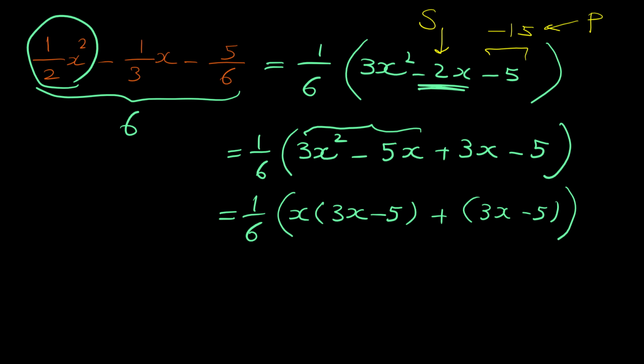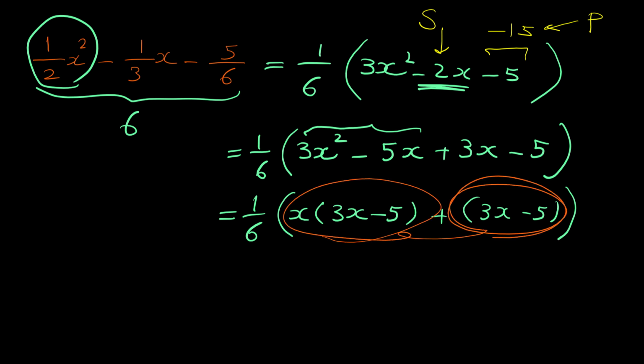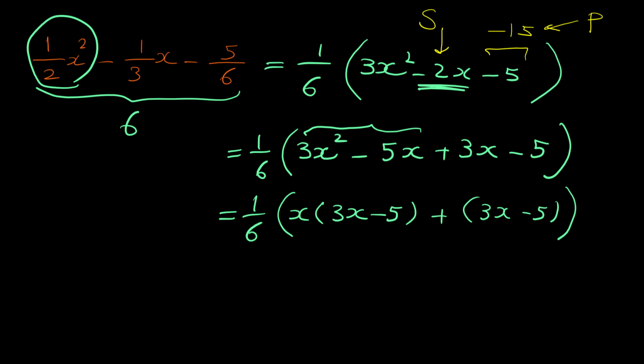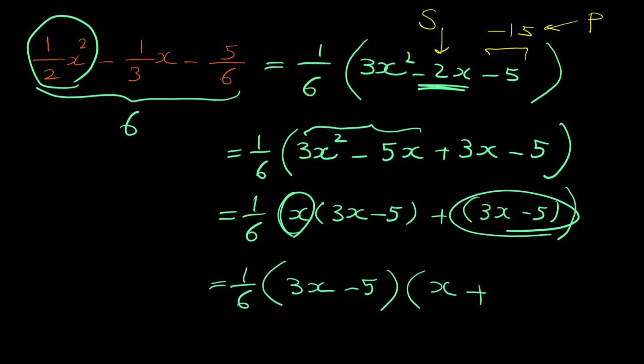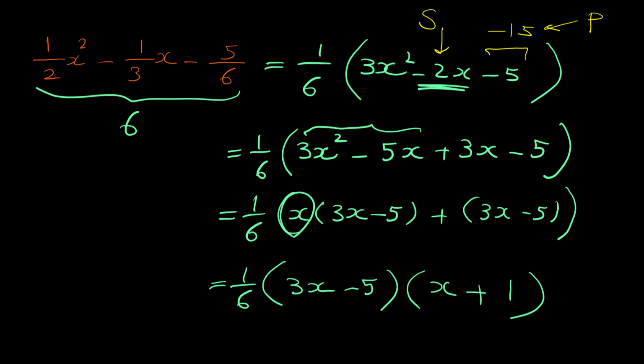Now, as you can see, 3x minus 5, between this term and this term, it is common. So we factor 3x minus 5: 1/6 times 3x minus 5, and then from here we have x, and from here we have 1. This is the factored form of this expression given here.